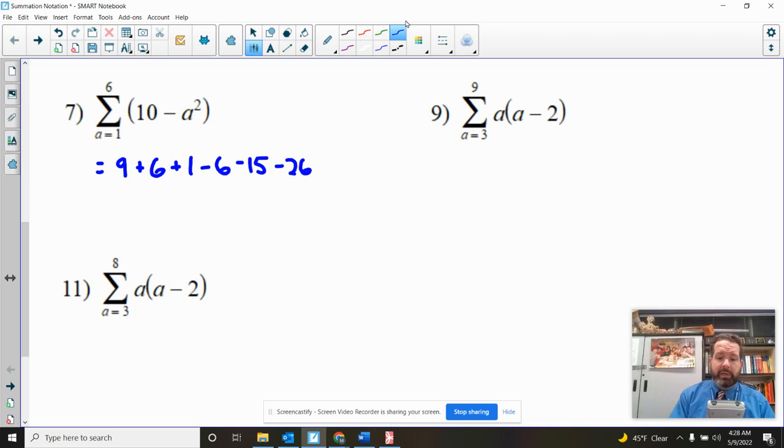Now it's just a matter of adding them all up. So 9 plus 6 plus 1 plus negative 6. Now notice, instead of writing plus negative 6, I wrote it as minus 6. That's the same thing. Minus 15 minus 26 ends up being negative 31.